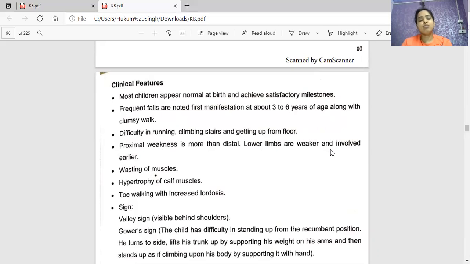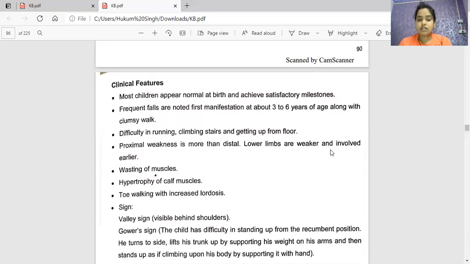Proximal weakness is more than distal. So lower limbs are weaker and involved earlier. Wasting of muscles and hypertrophy of calf muscles. Toe walking with increased lordosis.